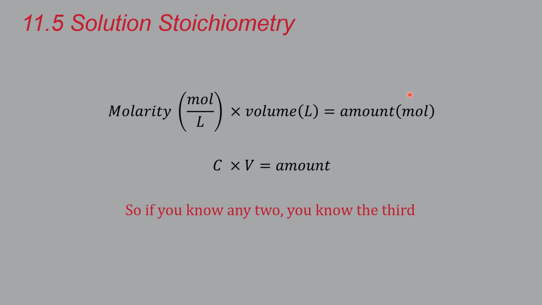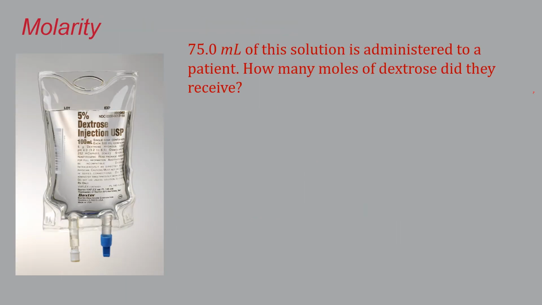They're related. So if I give you any two of them, you can, with the appropriate algebra, figure out the third. Again, remember, molarity times liters equals moles is probably also another easy way to know it, because those are usually the units that you'll see it in. So write that down, say it a couple times, get it into your memory. Now, let's say that of that 100 milliliters in the bag, 75 of it was administered to the patient. In that case, how many moles of dextrose did they receive?